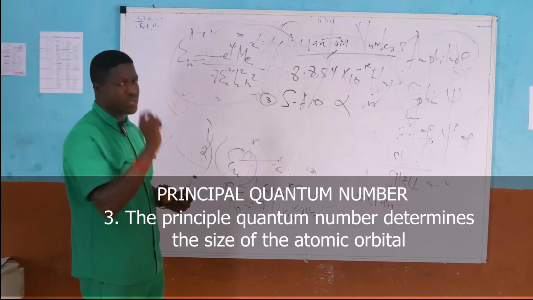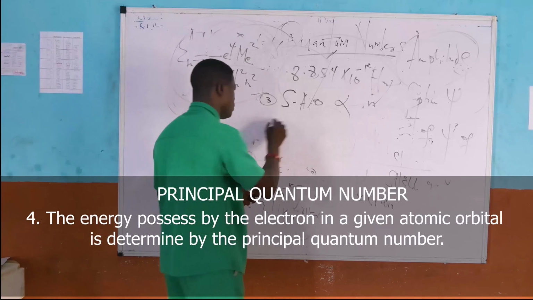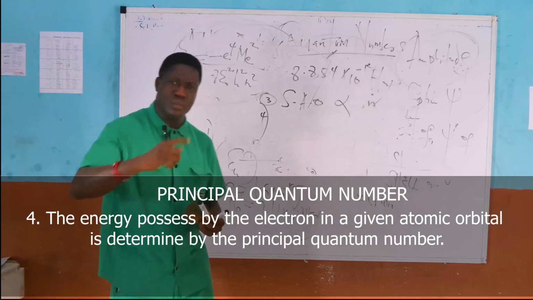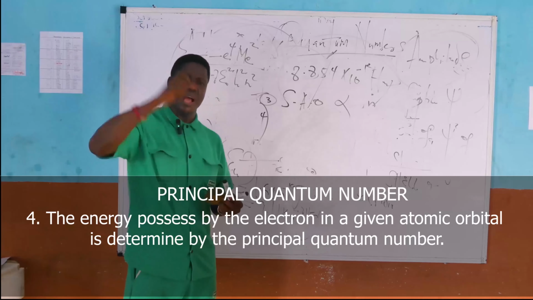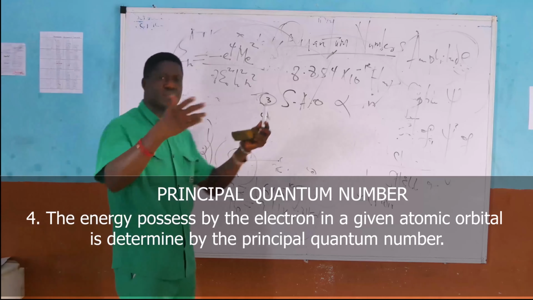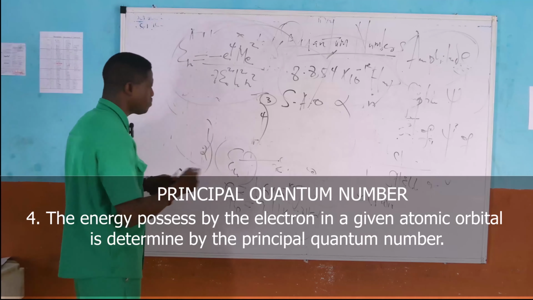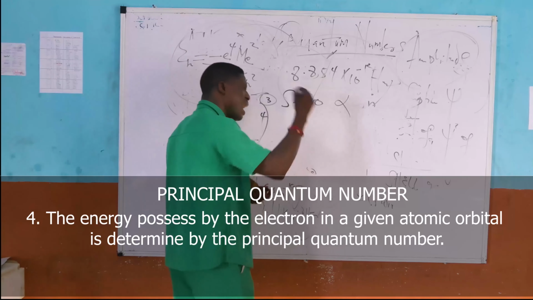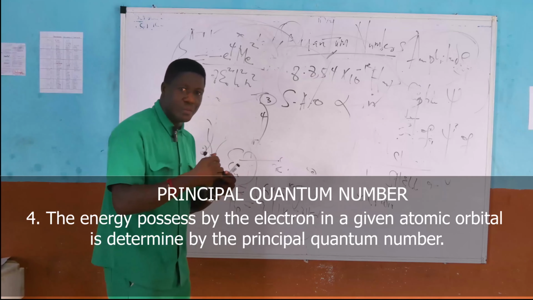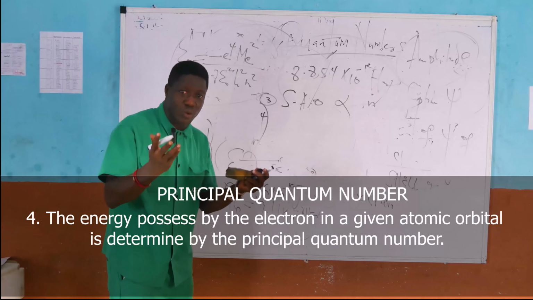The size of an atomic orbital can be predicted or determined with the help of the knowledge of the principal quantum number. Number 4, the energy possessed by the electron in a given atomic orbital is also determined by the principal quantum number. So which of the following quantum numbers determines the energy possessed by the electron in a given atomic orbital? It is the principal quantum number. Listen, the higher the principal quantum number, the larger will be the size of the atomic orbital.